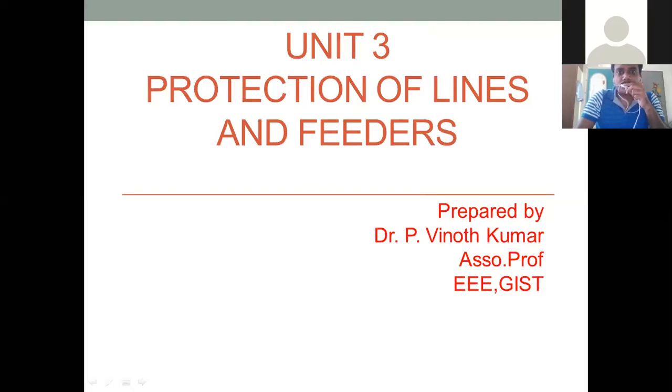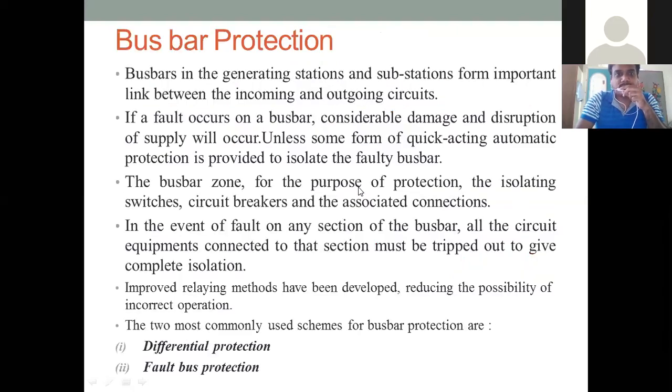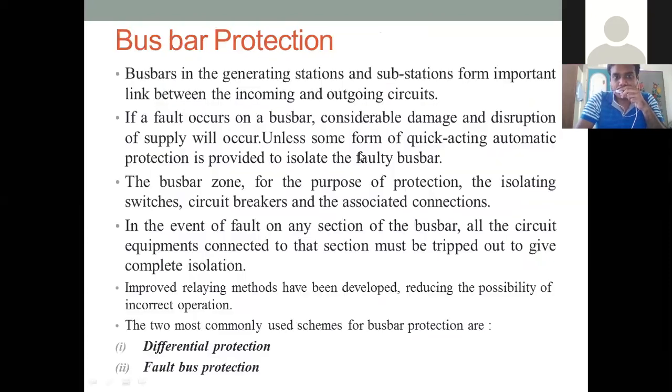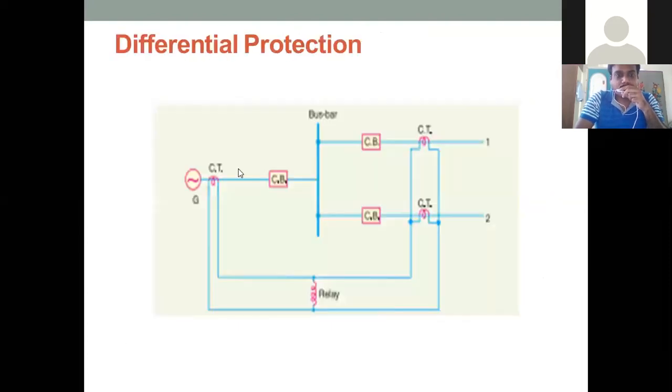Okay. So the third unit is protection of lines and feeders. Let me take this diagram. If you take this diagram, you can see this is a generator. From the generating station, it is connected to the circuit breaker. From the circuit breaker, it is connected to the bus bar, and from the bus bar, the feeders are connected here. It has two feeders, and each feeder has a circuit breaker connected to it.